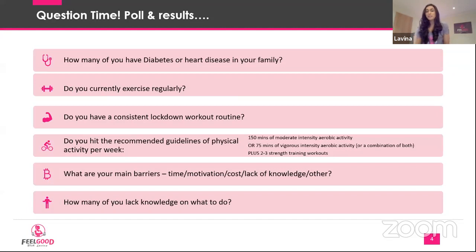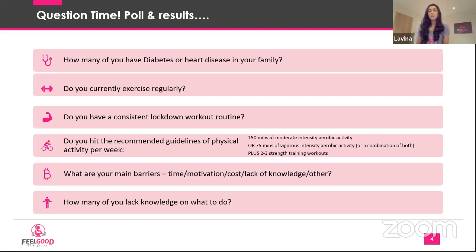So before we start, and before I give you a little bit of information and maybe some facts and figures that you weren't expecting to hear, I wanted to throw a few questions out there for you guys. How many of you have diabetes or heart disease in your family?